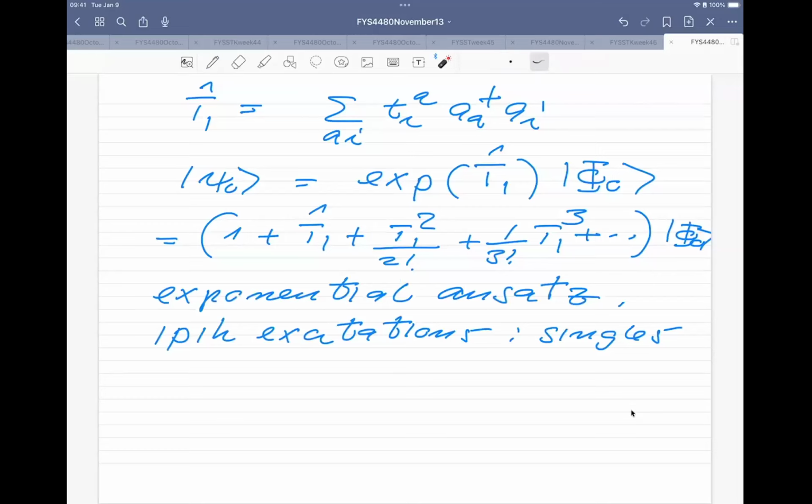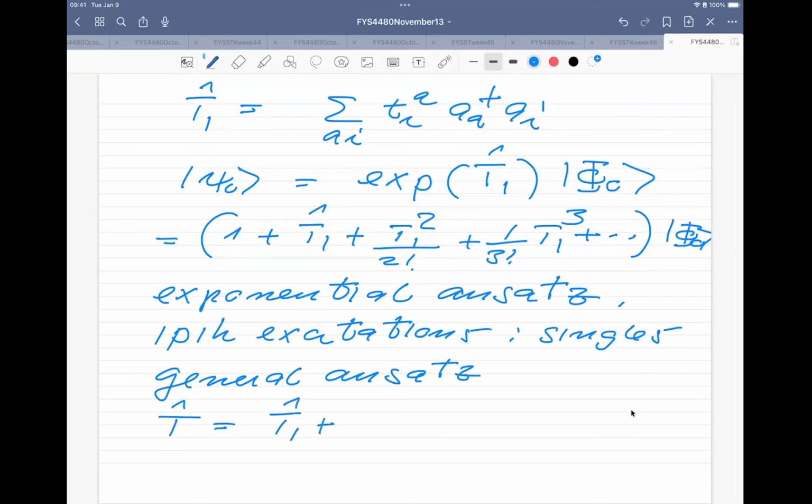So the generalized ansatz now, and you can actually show that this gives a similar exponential ansatz, is that we define a general T operator, which is now given by T1 plus T2. So this is actually 2 particle, 2 hole excitations, plus T3, which is 3 particle, 3 hole. And this continues all the way up to T_N, N particle and N hole excitations.